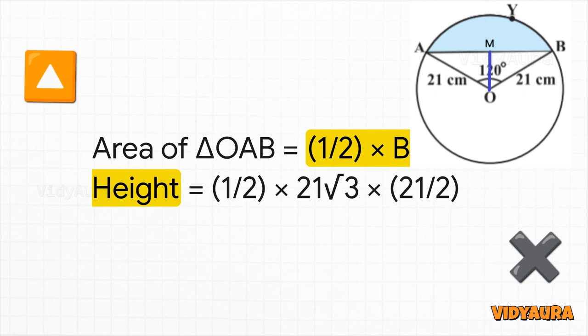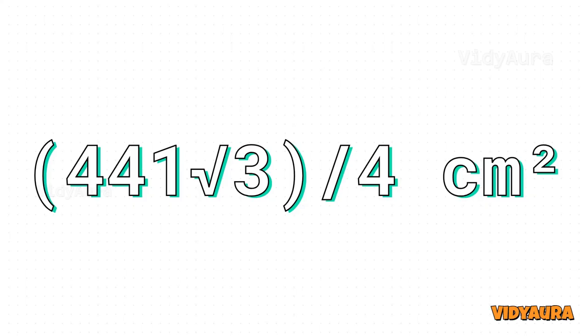Okay, now we have the base and we have the height. So we can finally use that classic formula for the area of a triangle: 1/2 times base times height. We just have to pop in the values we just found. And that gives us the area of our triangle: 441 times the square root of 3, all over 4 in square centimeters. And with that, step 2 is done. We've got both of our building blocks now.